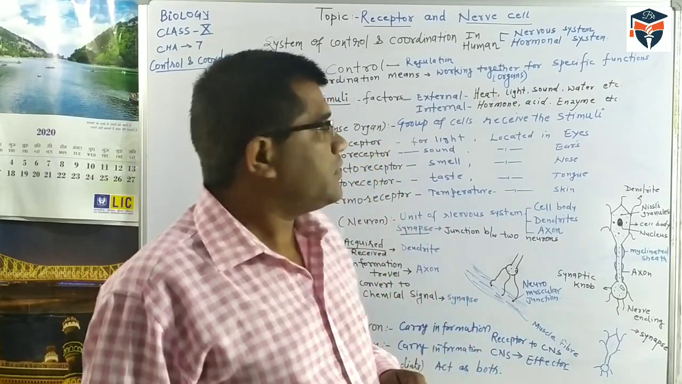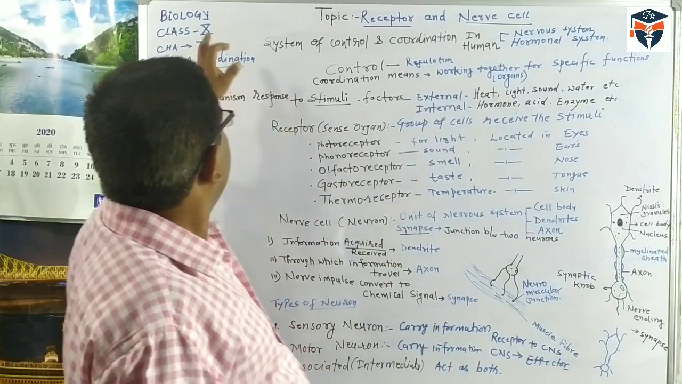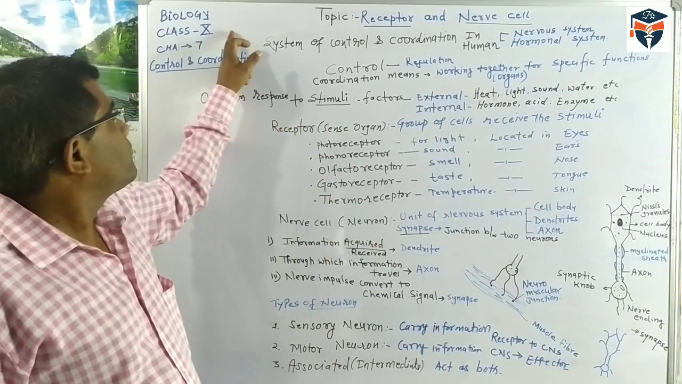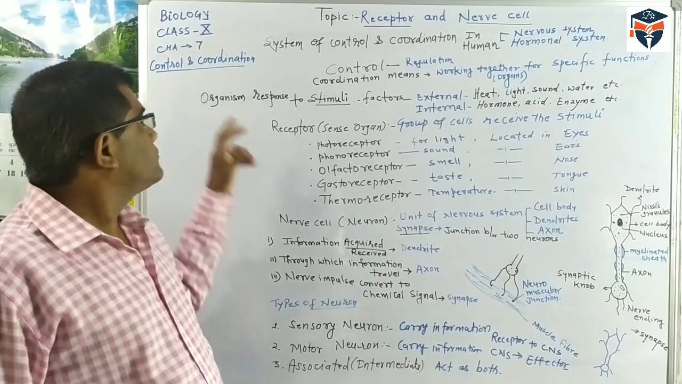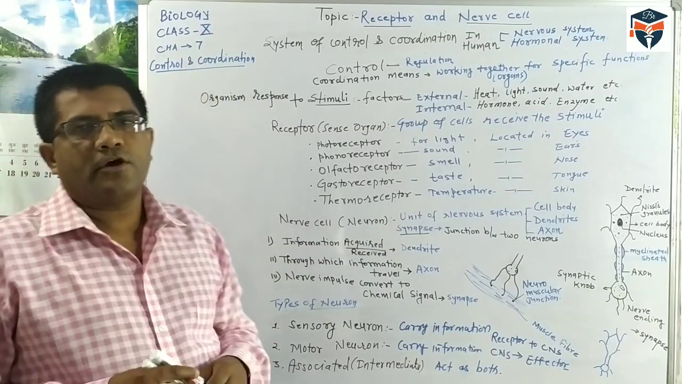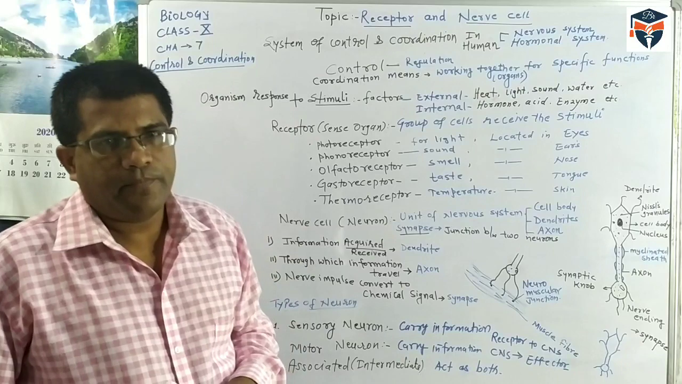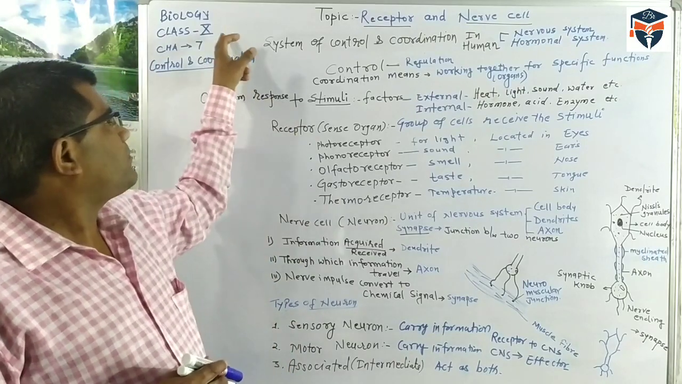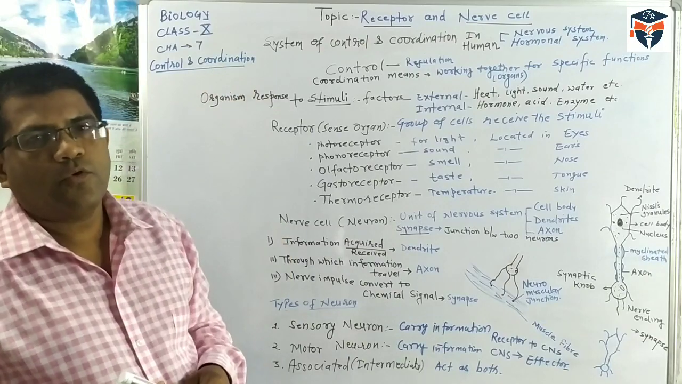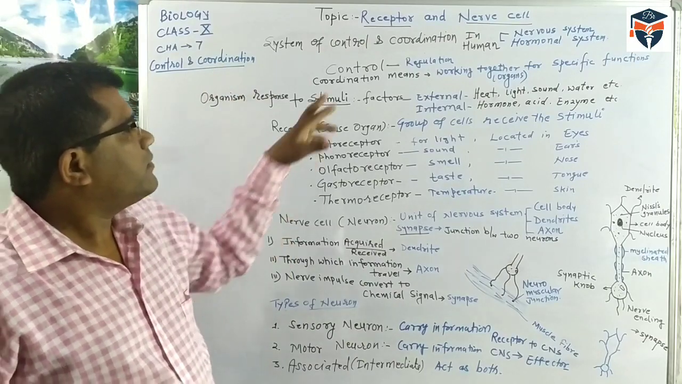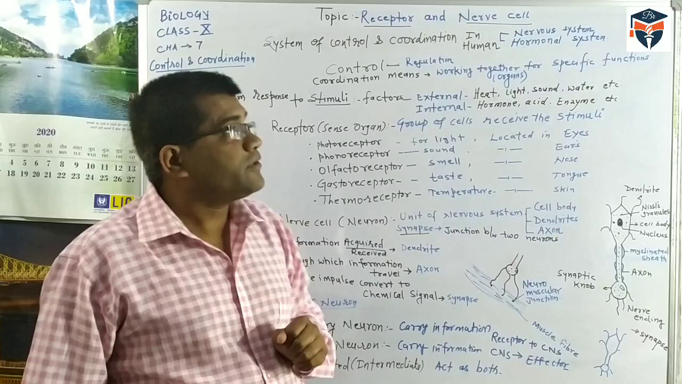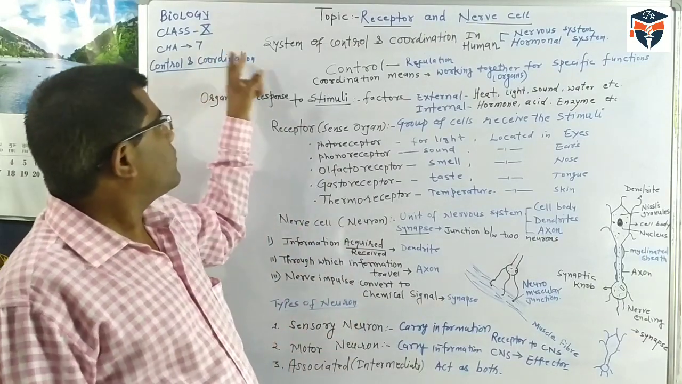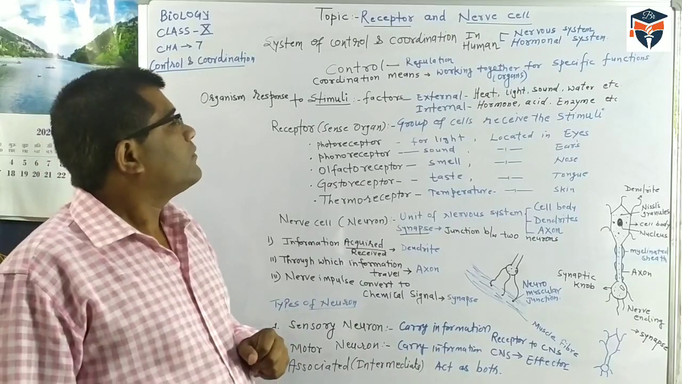Today we are discussing the biology section, class 10, chapter 7, control and coordination. So it is in our NCERT book. This is chapter 7, control and coordination. Today we are discussing receptors and nerve cells of the control and coordination chapter.